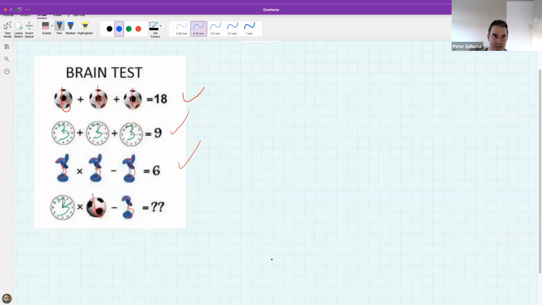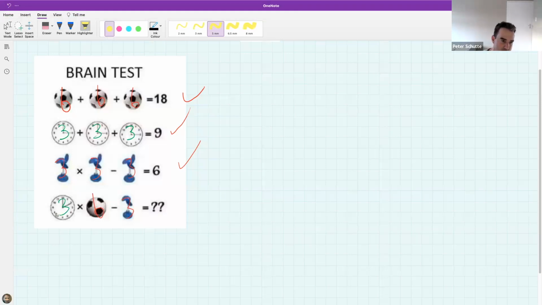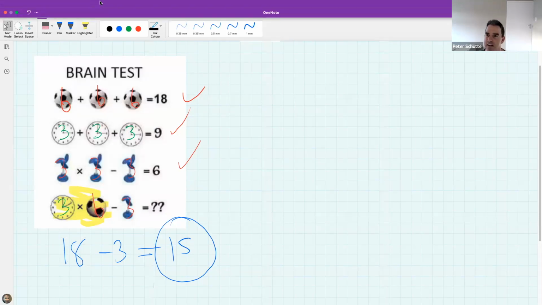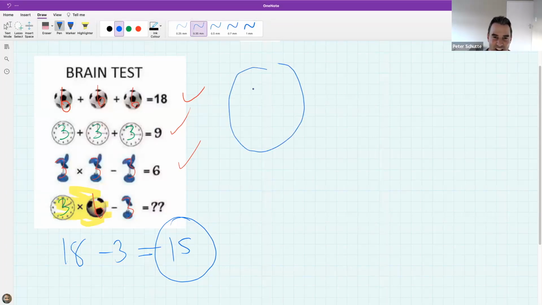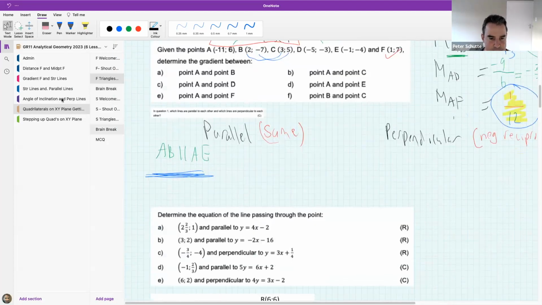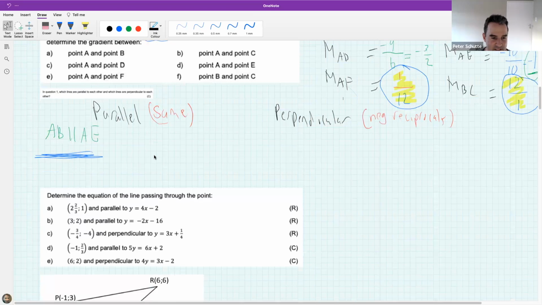So BODMAS says you have to do this one first. And so we get 18 minus 3. And so your final answer, I agree with you, is 15. And I agree with you. All right, everyone. Very nicely done. You passed the brain test, so well done to you. And I hope that you are feeling like you took some time to stand up, stretch, and that your body is ready for the second half of the lesson. Nicely done, guys.